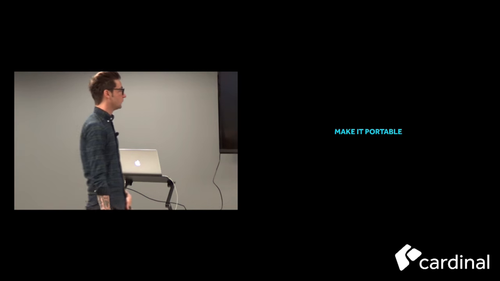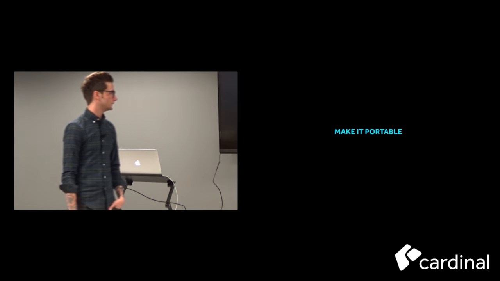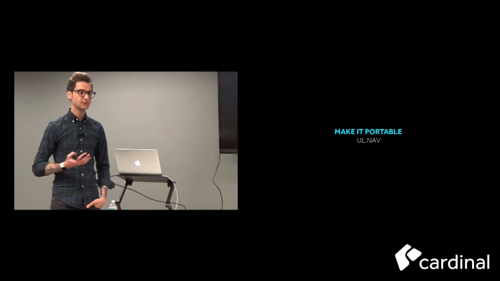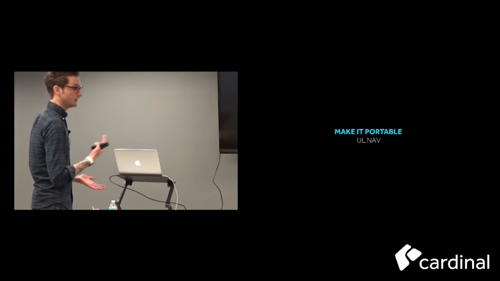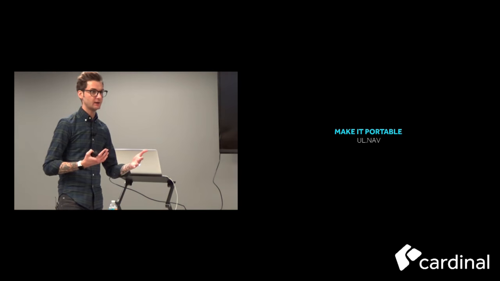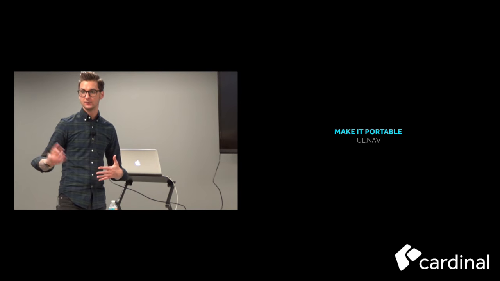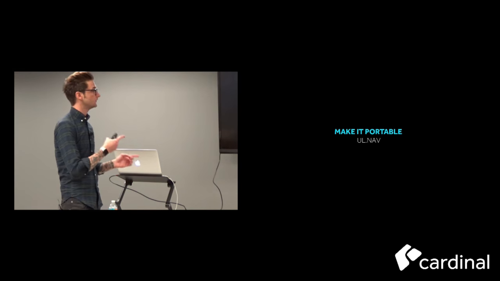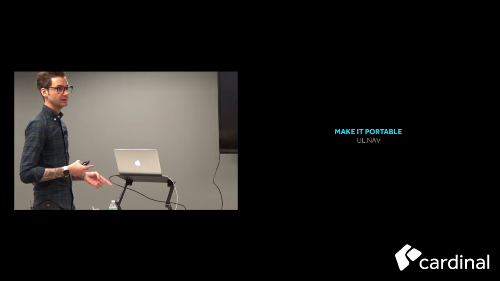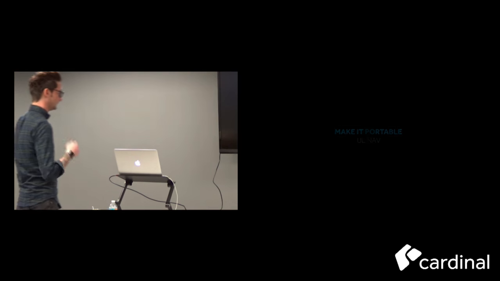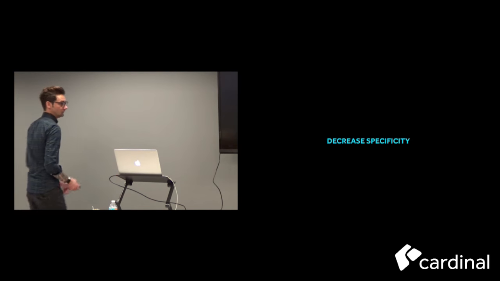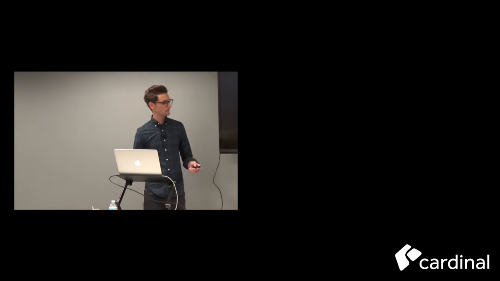And lastly is make it portable, which just kind of echoes the last one, but this is avoiding type selectors and anything that's going to be tied to an element. So something like UL nav, because maybe the nav class could be applied to multiple objects. This has very high specificity, and this gets into some of the stuff that I'll be demoing here. So the goal is just to decrease specificity. Any questions on that stuff?